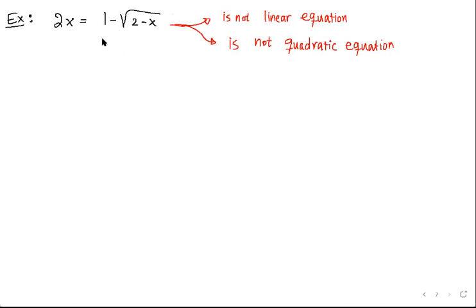This means we have to move this one to the side. We subtract -1 from both sides. Then we divide by -1, and then we take the exponent on both sides. So we subtract, and we get 2x minus 1 equals minus the square root of 2 minus x.